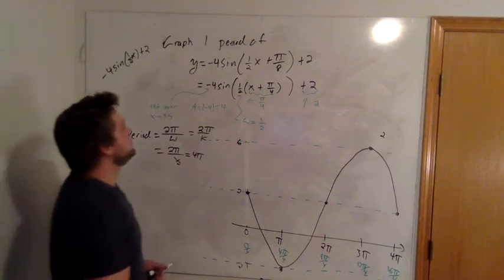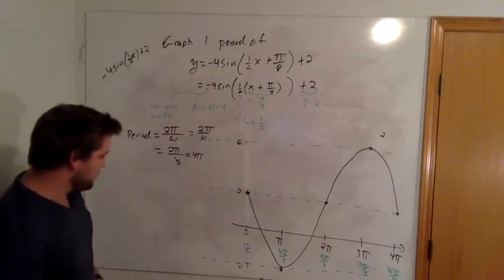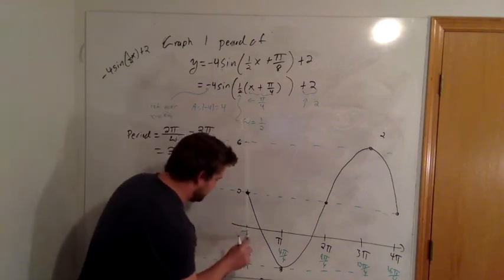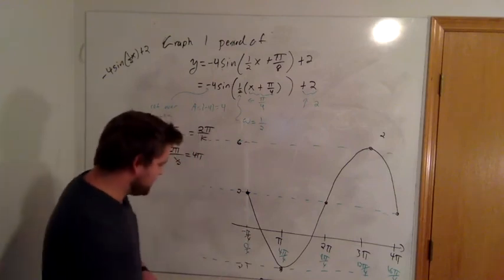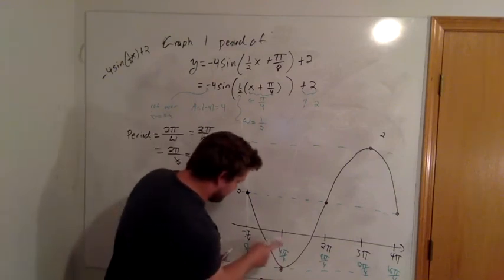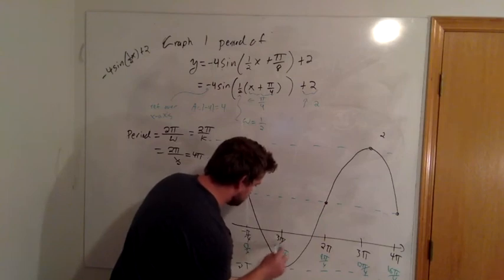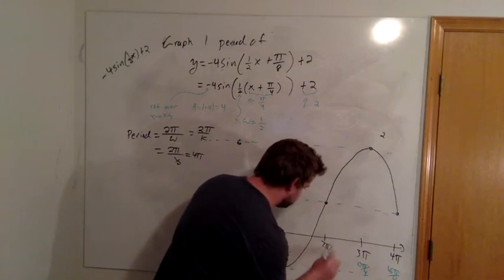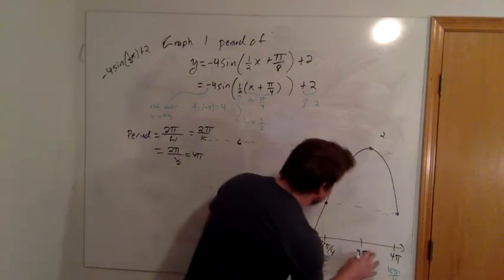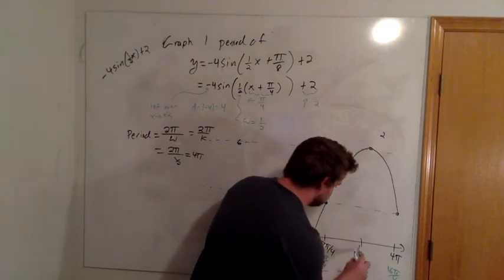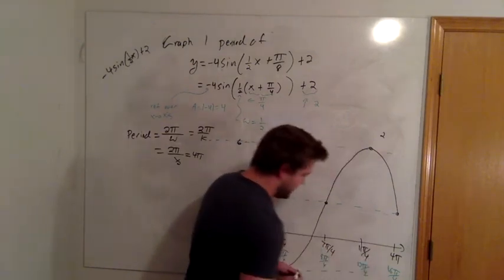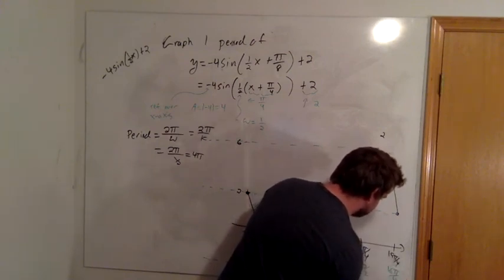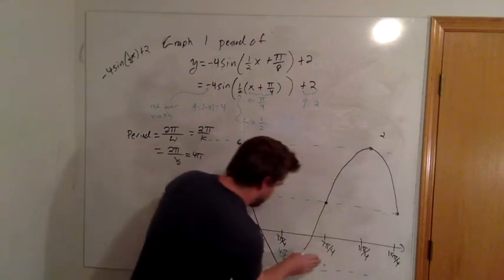Okay, so what do we need to do? We need to subtract pi over 4 units from those. So this will now be a negative pi over 4. This will now be 3 pi over 4. This will be 7 pi over 4. This will be 11 pi over 4. And this will be 15 pi over 4. There we go. We've shifted all these points.